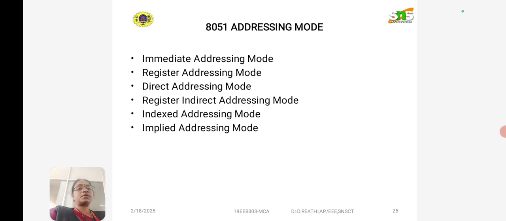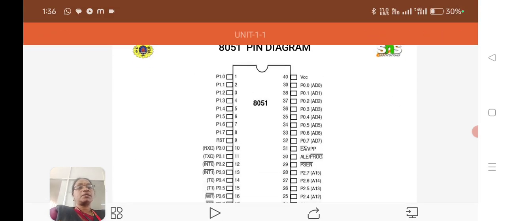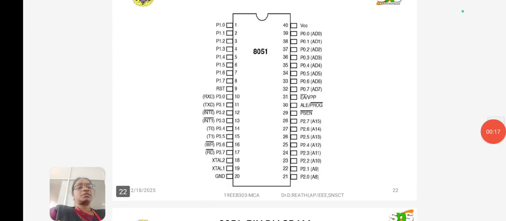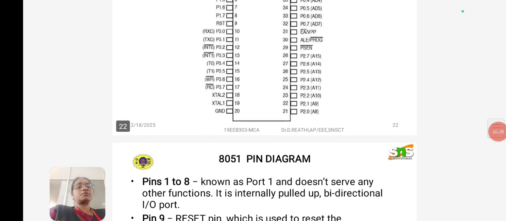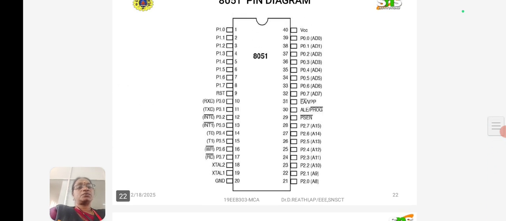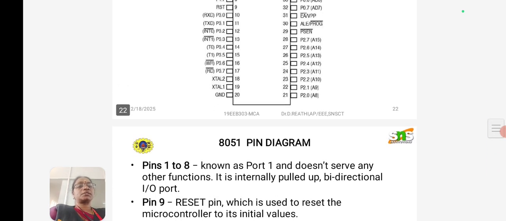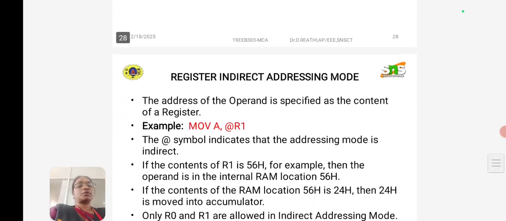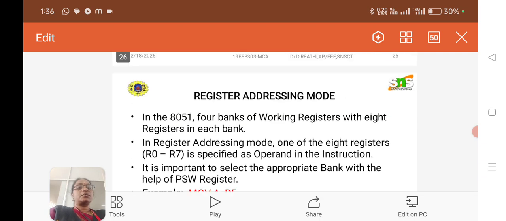In this series, we are going to discuss the addressing modes of 8051. In the last class, we discussed the pin diagram, which consists of 40 pins. Each pin is assigned some function, and some pins are assigned two functions. We discussed this in detail. Today's class, we are going to discuss addressing modes.